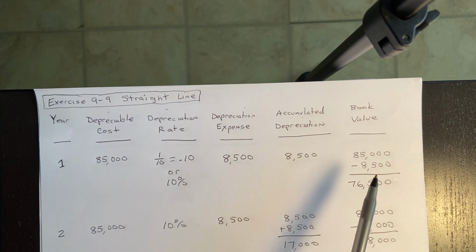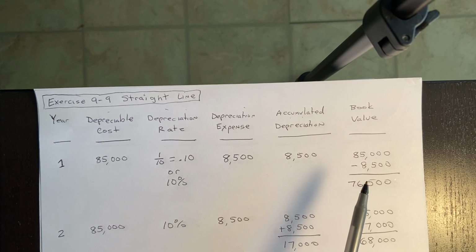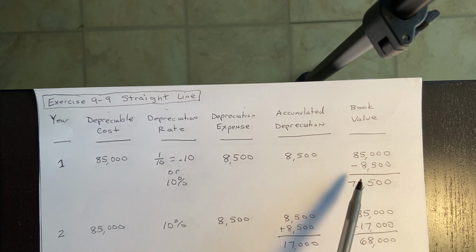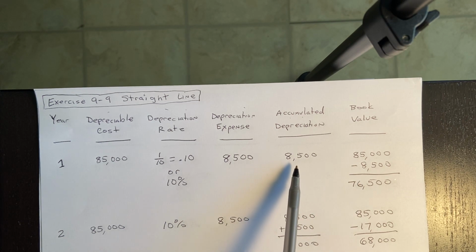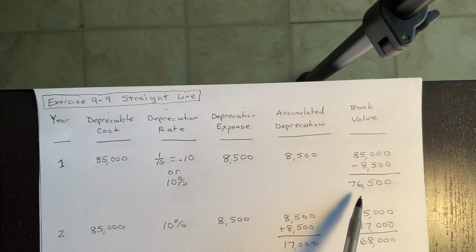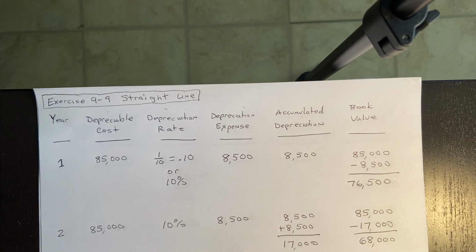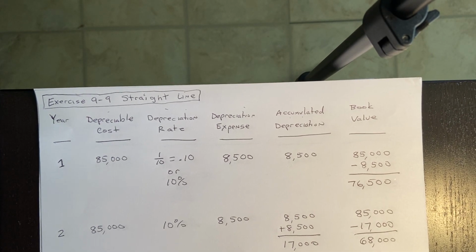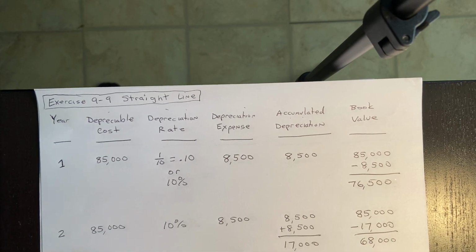Book value is always what you paid for the asset, in this case 85,000, minus your accumulated depreciation, whatever's over here. If you do that math, it comes out to 76,500. So that's how I get that number. The second year is still going to be 85,000.